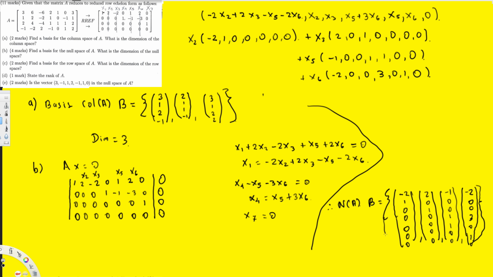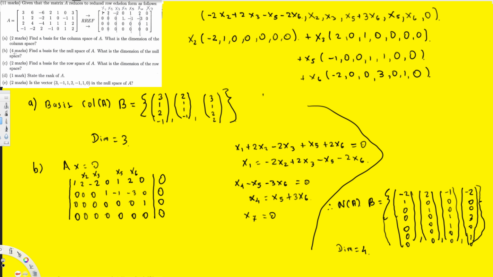Also they are asking for the dimension of the null space. The dimension of the null space is basically the number of vectors in the null space. If you see, we have 4 vectors right here, and also you can consider the free variables. If we have 4 free variables, that's going to be the dimension. Therefore, the dimension of the null space is equal to 4.